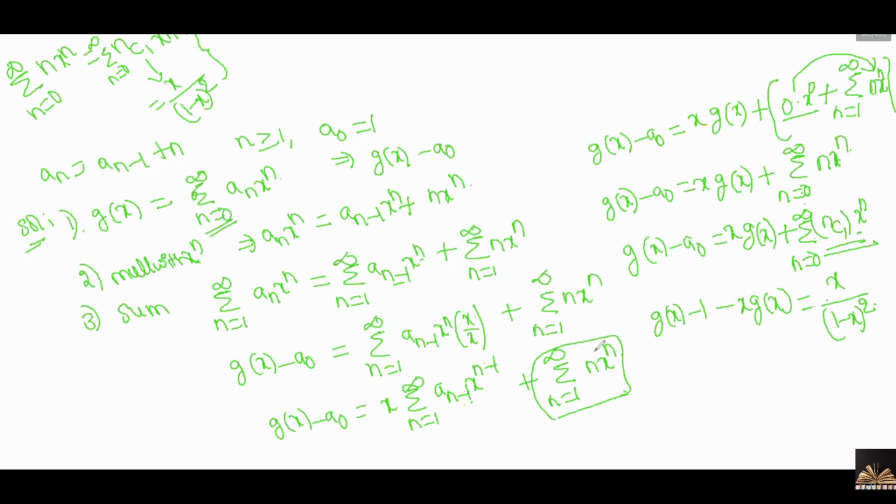Now you can take this g of x as common, and it becomes g of x into 1 minus x is equal to 1 plus x by 1 minus x whole square.